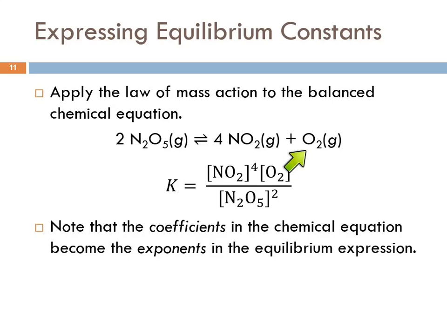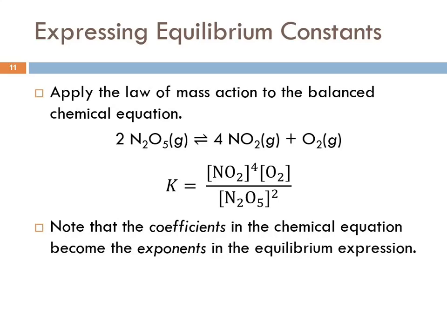And then we've got the concentration of oxygen. That coefficient is an understood 1. And so we have an understood 1 as the exponent for that product. Those are the products. And then that's divided by the concentration of reactants. Here there's just one reactant, the N2O5. It's squared because the coefficient here is 2. So the coefficients become the exponents. And it's always products over reactants.